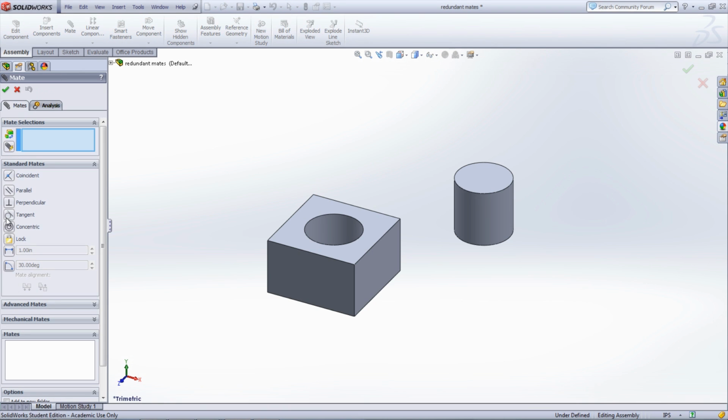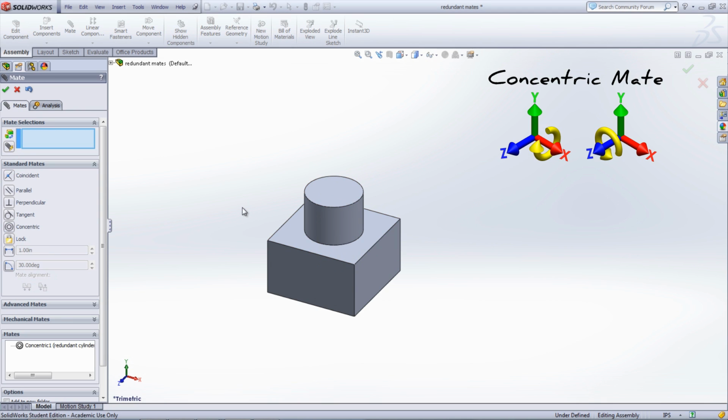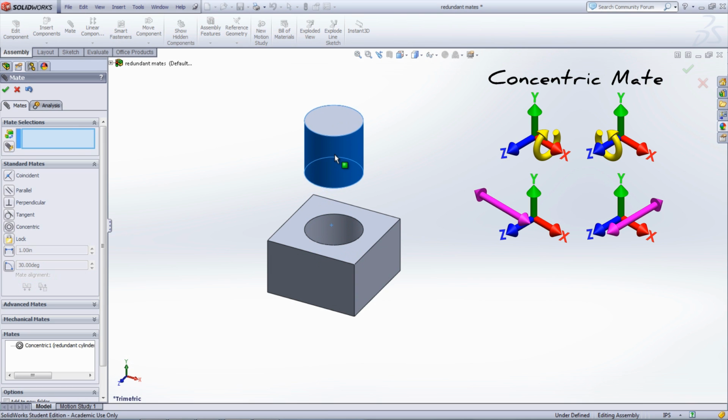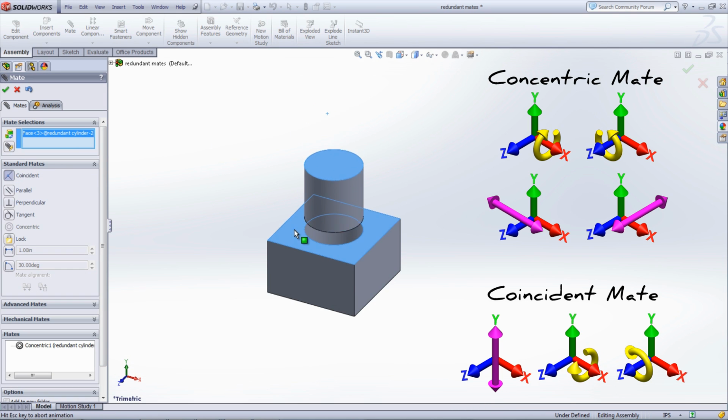In this case, the concentric mate removes 4 out of the 6 degrees of freedom. These are the rotation about the x-axis, the z-axis, as well as the translation in the x and z direction. The coincident mate with the two surfaces removes the translation in the y direction, as well as the rotation about the x-axis and the z-axis.